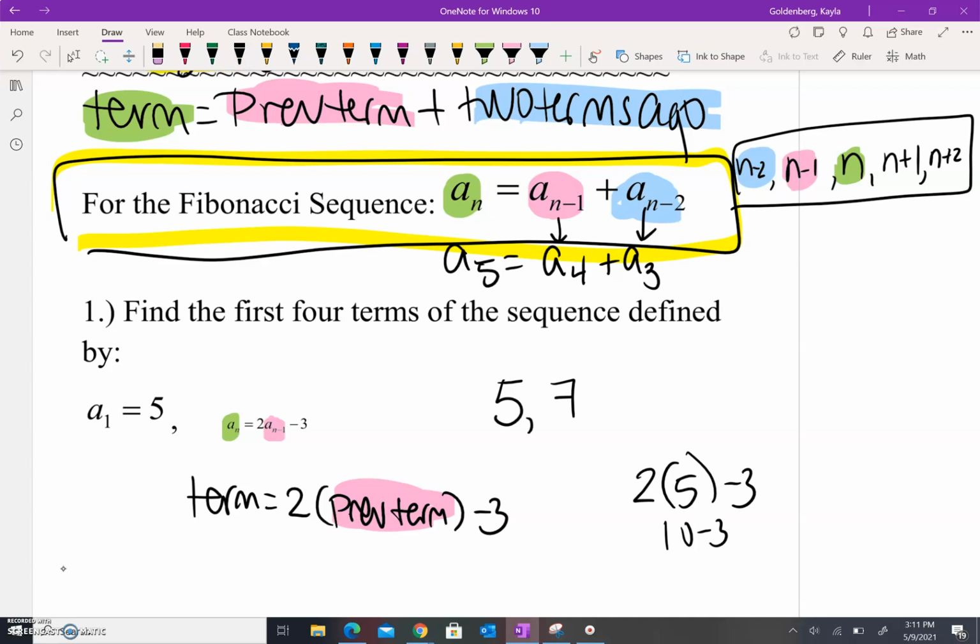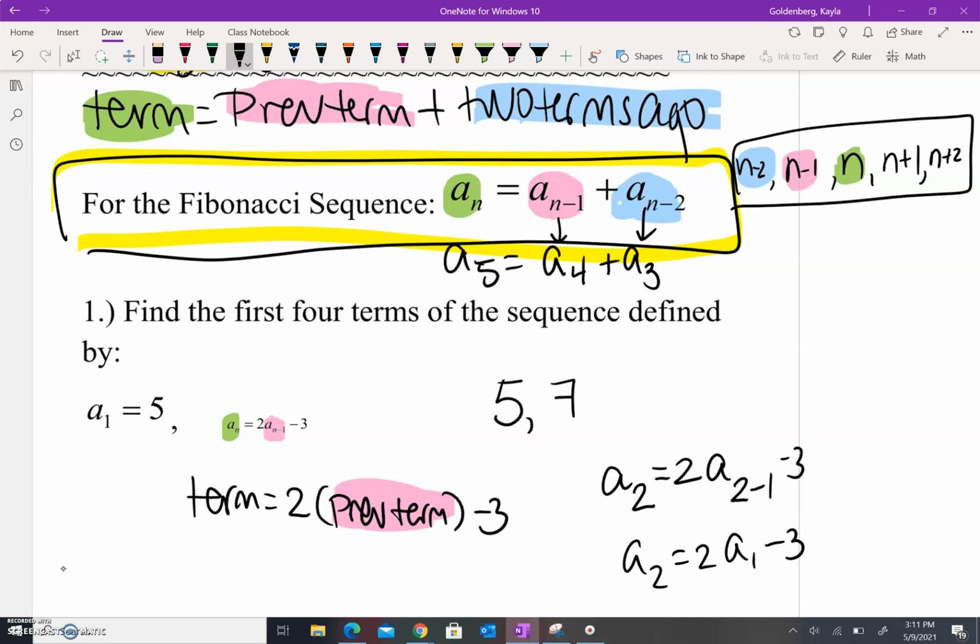If you want to write this out using the notation, it's going to be a little bit more complicated. The idea is if I'm looking for the second term, that's 2 times the n minus 1 term, minus 3, which simplifies to this. So second term is 2 times first term minus 3. This part here is what will trip up students sometimes. So I prefer just to think of it in terms of this. Double the previous term, subtract 3. That's the easiest way to do it.